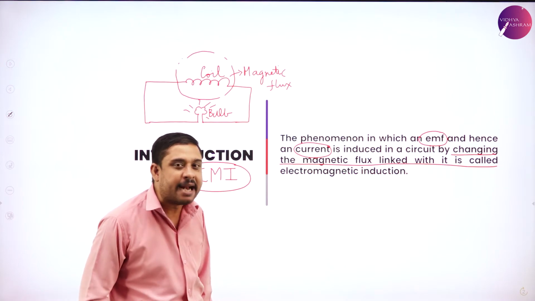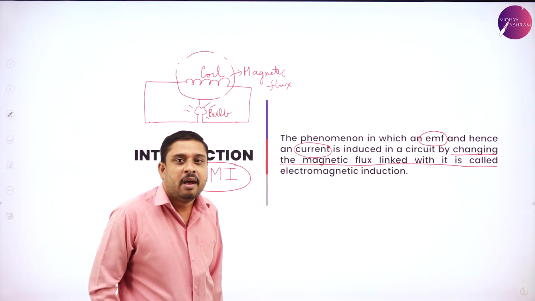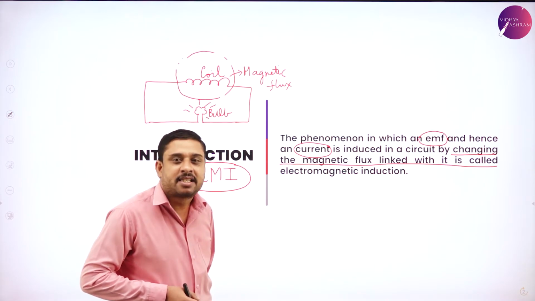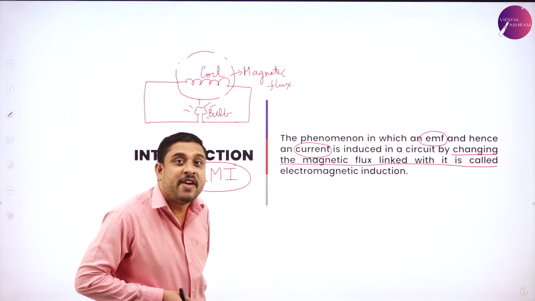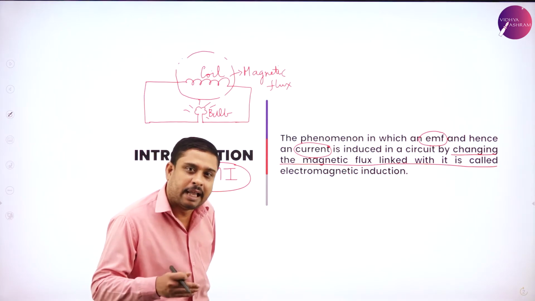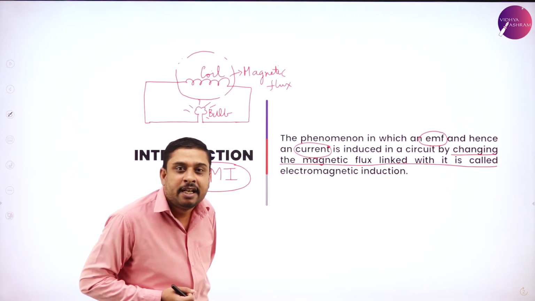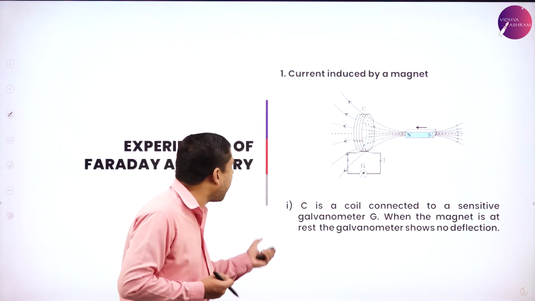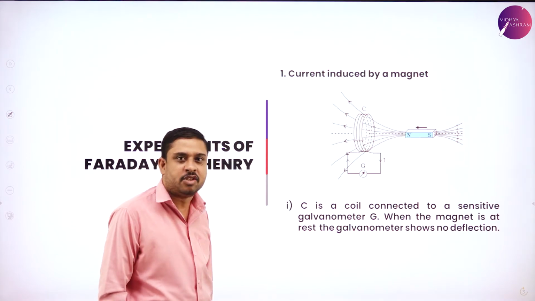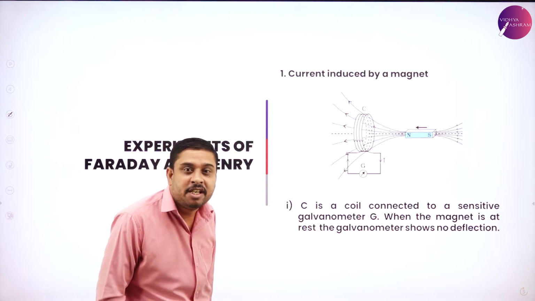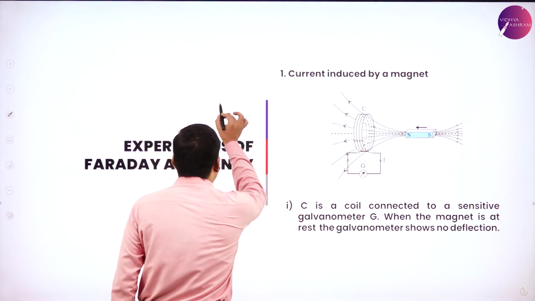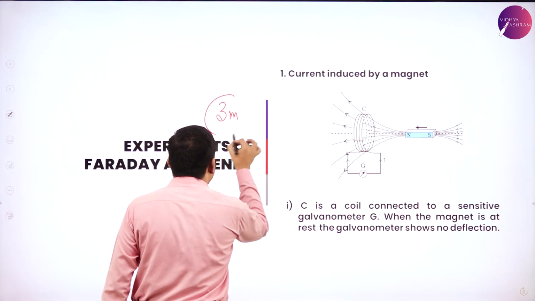But the whole show now demands: practically, how do I change the flux linked with the coil? Practically, is it possible to vary magnetic field strength? That has to happen. How can that happen? That is what is demonstrated next by Faraday and Henry. Therefore, we study experiments of Faraday and Henry, which will demonstrate the phenomenon of electromagnetic induction. This is a very important 3-mark question.